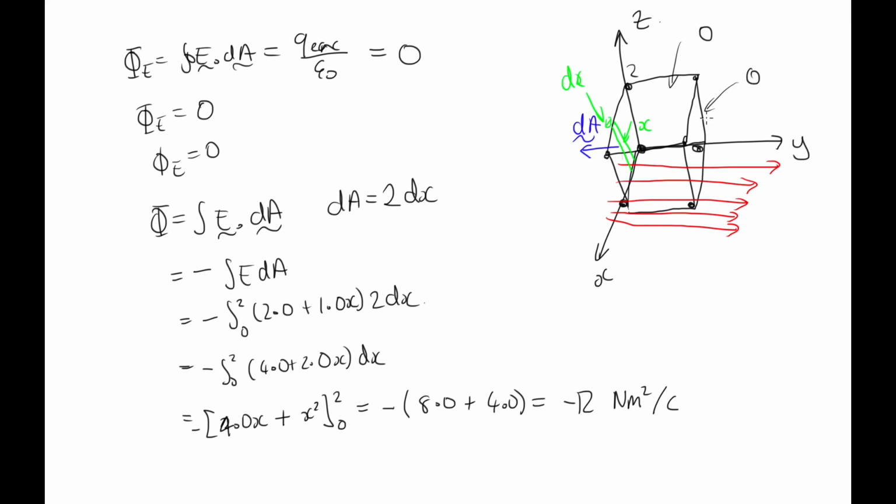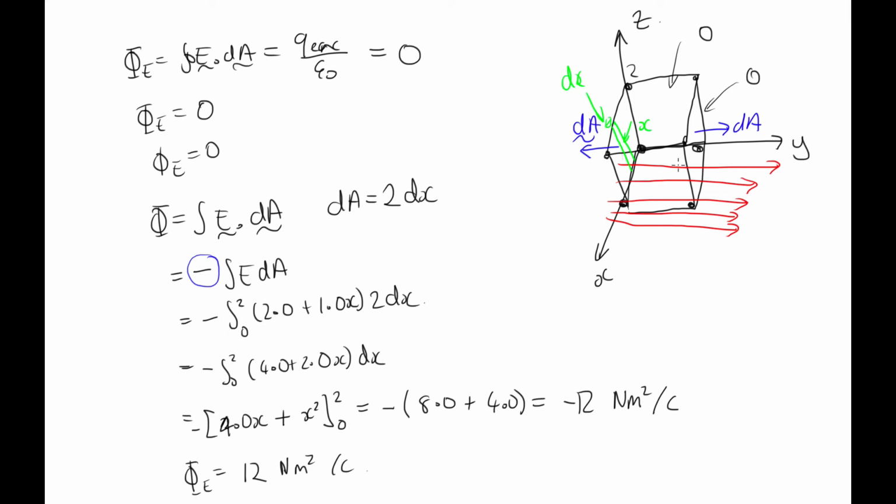And then finally, we've got this side here. Now, in this case, dA is coming out of our closed object, so it's in the same direction as the electric field. So we can solve this side in exactly the same way as we did for the other one, only now E and dA are in the same direction instead of opposite. So we're just going to have a different sign. For this side, we end up with exactly the same thing apart from no negative sign. So this will be 12 Newton meters squared per coulomb.